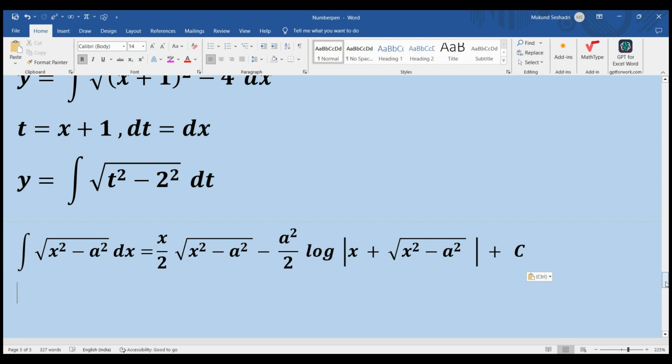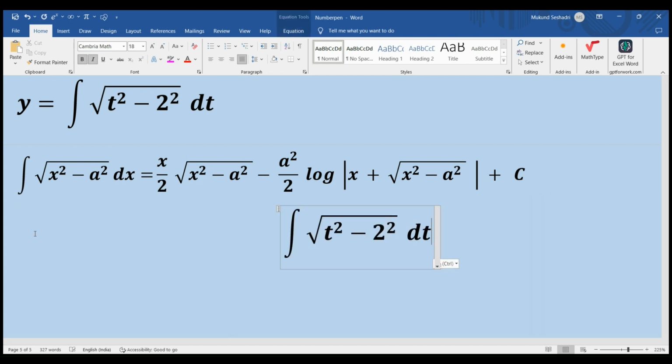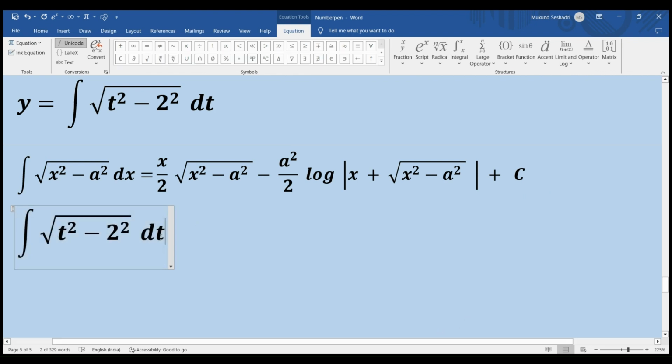Now if you're wondering how I arrived at this, please do take a look at my video for integral of square root of x square minus a square times dx. I will put a link to that particular video in the description. Now I'm going to directly apply this particular formula and then solve for it. That will help us keep the video short, and I request you to take a look at that video if you want to understand the complete procedure. What I'm going to do is just replace my x with t and my a with 2, right?